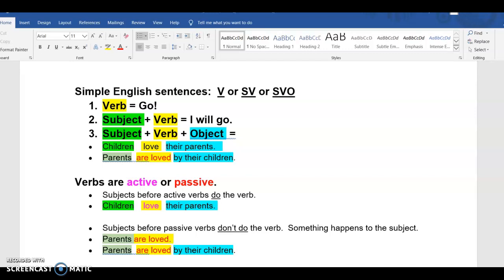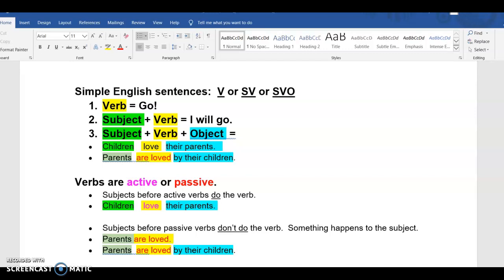Children love their parents. Parents are loved by their children. We know that, but verbs can be active or passive. Subjects that come before active verbs do the verb. So, in the sentence, children love their parents, the children are the subjects and love is the action. Okay? So love is the verb and the children are doing the love. So children, the subjects, are doing the verb. They do the love.